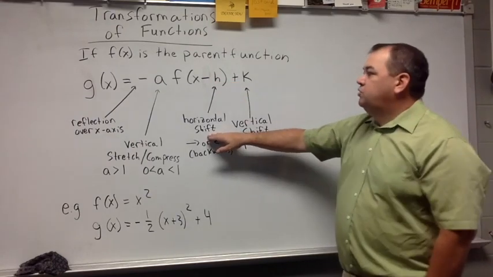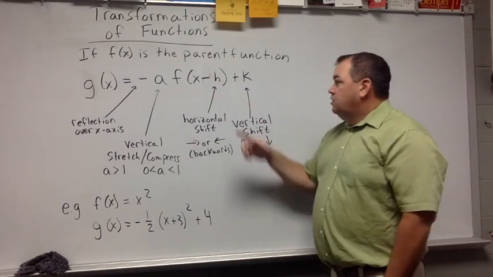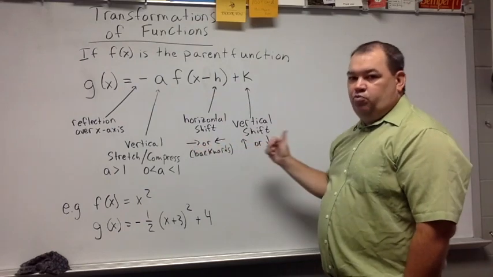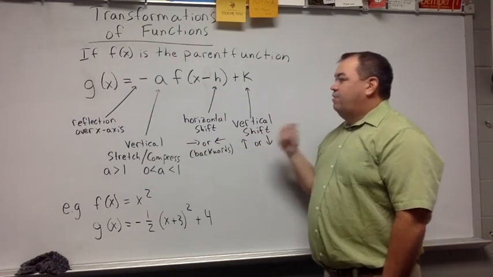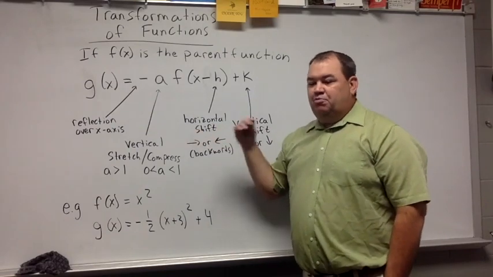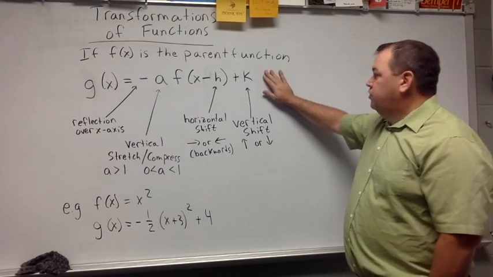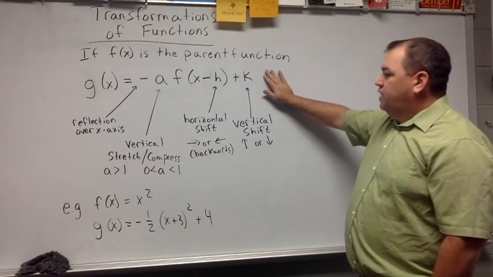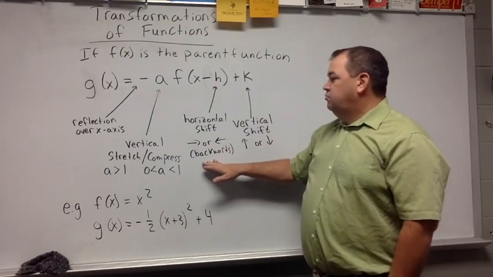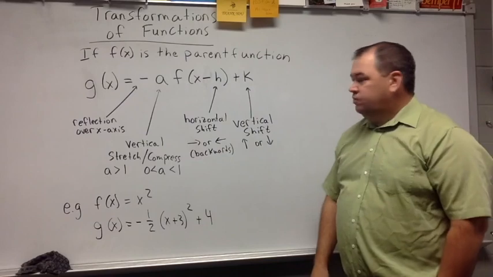Now, here's what's confusing about it. It's in parentheses. It's actually backwards. So if I have a negative number, it's going to move it to the right. If I have a positive number, it's going to move it to the left. It's backwards of what you would think, like the vertical shift. Positive for vertical moved up, negative moved down. Inside the parenthesis, it's backwards. Positives move left, negatives move it to the right.